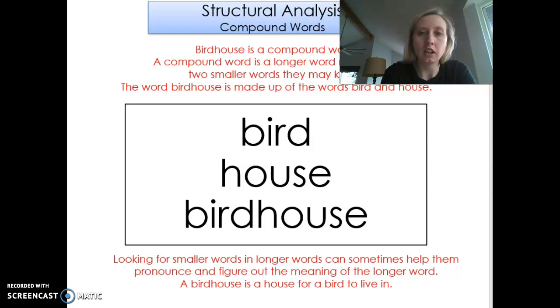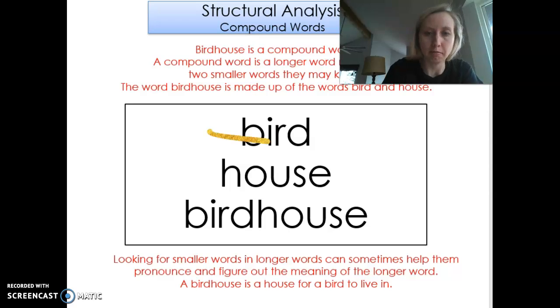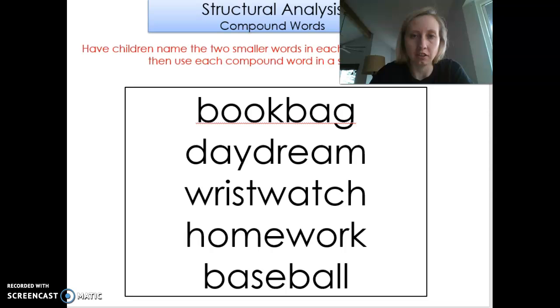Okay, so we are talking about compound words. Remember, a compound word is 2 words put together. So we have bird, house, put it together, birdhouse. So here it is: bird, house, birdhouse. Okay, let's look at some others.